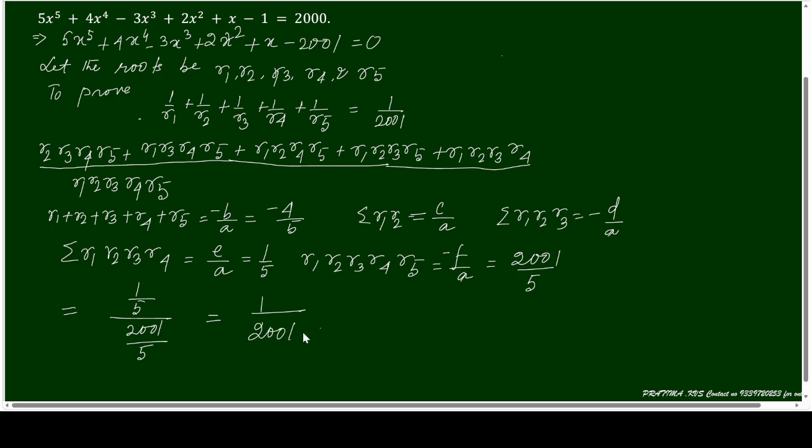So is this simple? You can use the short form. I have written so many things. Once you understand, you can put directly that the sum of the products of 4 at a time will be this one.